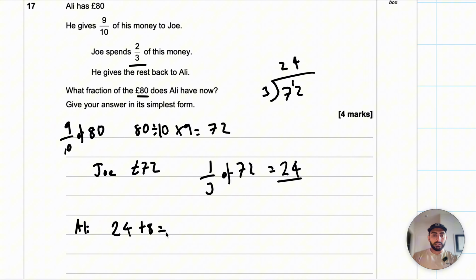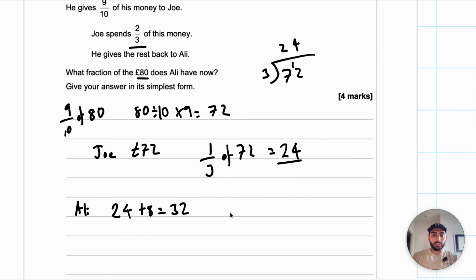So plus 8 is equal to 32 and we want it as a fraction out of 80. So we're doing 32 over 80. Both of these divided by 8, 32 divided by 8 is 4, 80 divided by 8 is 10, and this can simplify again, divide by 2 on the top and the bottom, so 2 over 5.